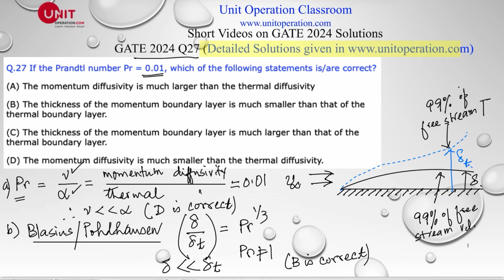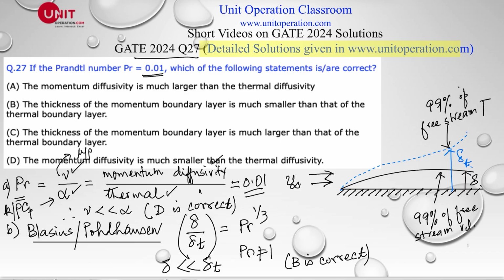This, of course, we know is equal to mu over rho, where mu is the viscosity and rho is the density, and this is the ratio of K over rho Cp. K is the thermal conductivity, rho is the density, and Cp is the specific heat of the substance. Anyway, so Prandtl number is the ratio of the two diffusivities, momentum and thermal, and this is 0.01.